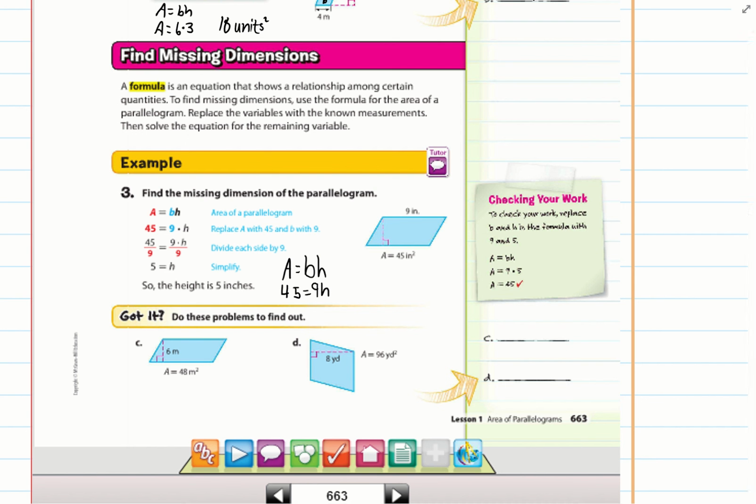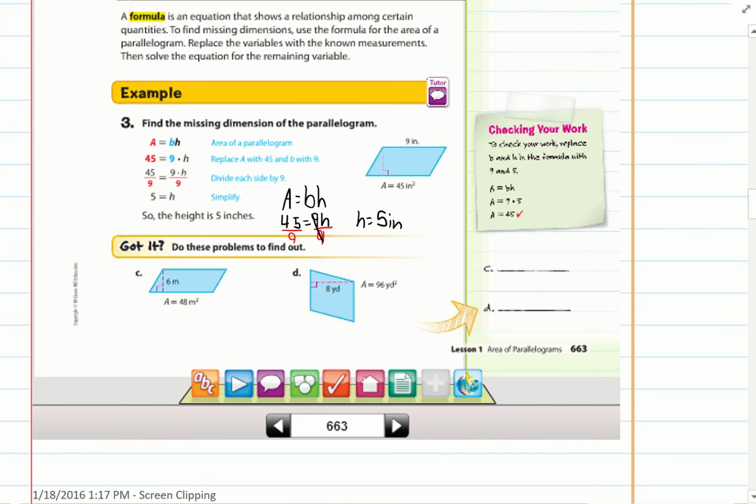Now we're just going to do inverse operations, which we've done in previous chapters. So 45 equals 9H. If I divide 9 on each side, my 9s will cancel. And 45 divided by 9 is going to equal 5. So my height is going to be 5 inches. Be sure to put our units. And remember, only the area is unit squared. Base and height, so 5 inches and 9 inches, those are not squared.